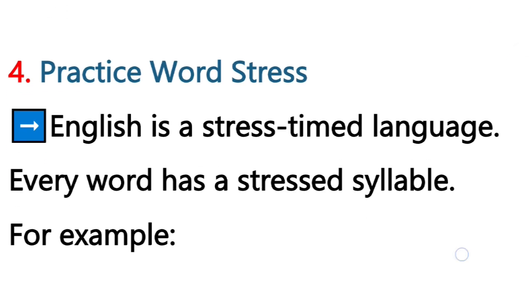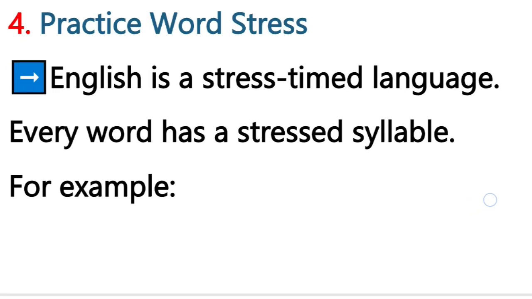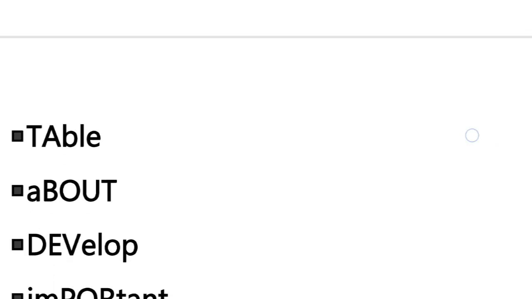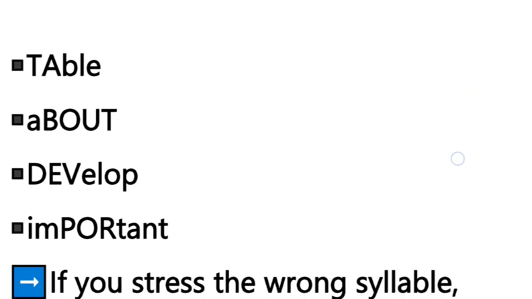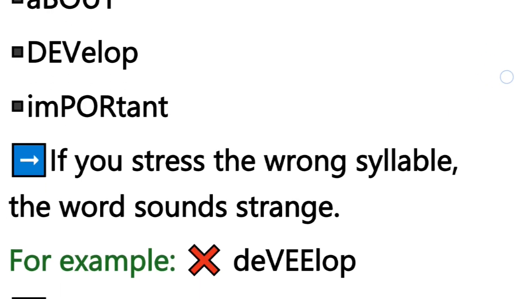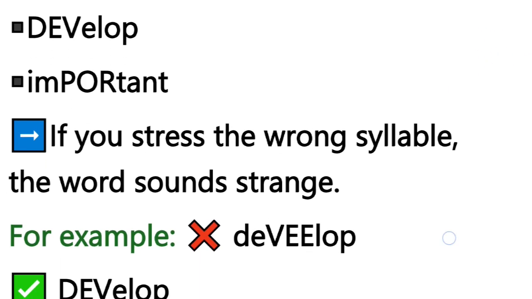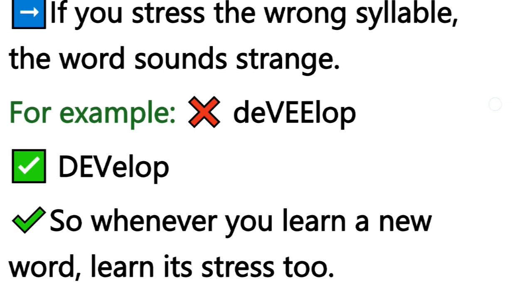And practice word stress. What is this? English is a stress-timed language. Every word has a stressed syllable. For example, the words table, about, develop, important. If you stress the wrong syllable, the word sounds strange. For example, the word is develop, and you speak it with the stress on the wrong syllable. No, that will be incorrect pronunciation. And the correct one will be develop.